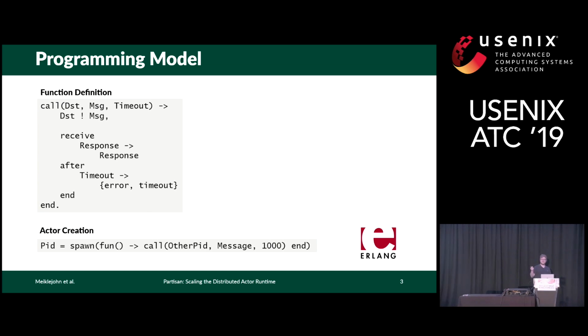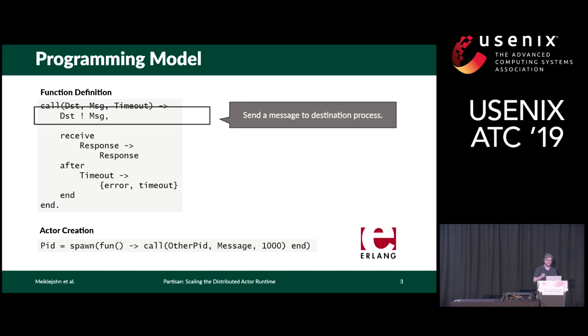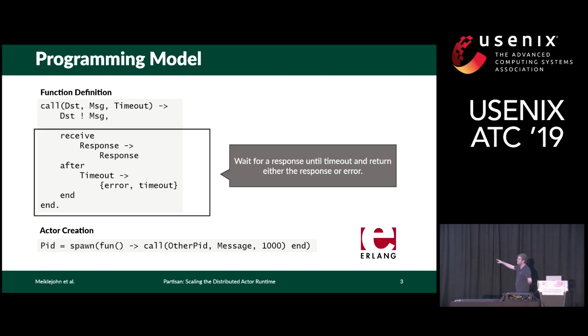Part of the reason that distributed actor systems are so widely adopted is this programming model. It's very simple. First I'm going to explain this function definition. This defines a function called call. It takes three arguments: a destination process ID, a message, and a timeout period. We use this bang syntax, destination bang message, to send a message to a destination process. And we use this receive primitive to wait for a response, which performs pattern matching. Finally, with this after clause and this timeout, I'll wait a particular amount of time for a message, then I'll time out and return an error to the user.